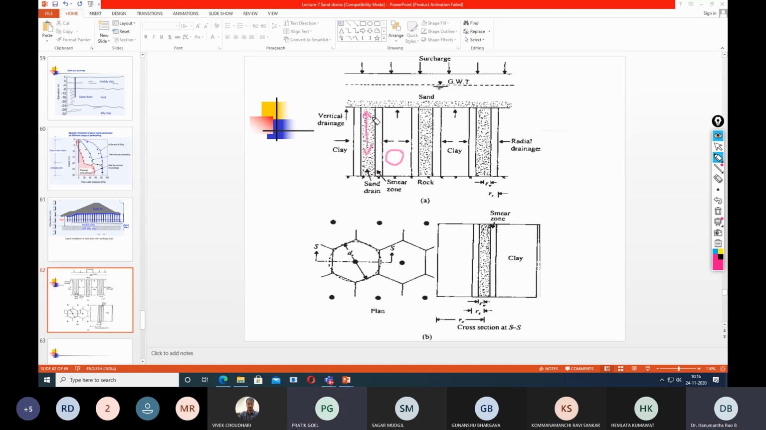So that is for the sand. And for clay, the horizontal permeability is different from the vertical permeability. But for the smear zone, the thickness is so small, a couple of centimeters maybe, that there is no point in trying to distinguish between the horizontal and vertical permeability. So that is the reason we don't accord any importance to the horizontal and vertical permeability of the smear zone. Okay, sir.